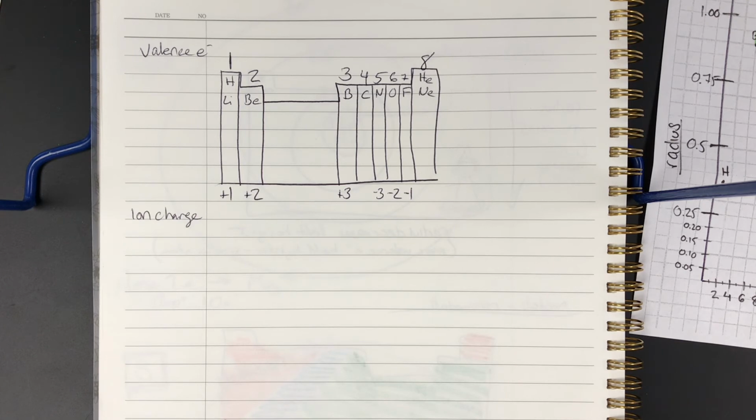Helium, neon, argon, krypton, xenon, radon. What's their deal? Noble gases. They already have their full valence shell. They already have an octet. So they're not going to form an ion.